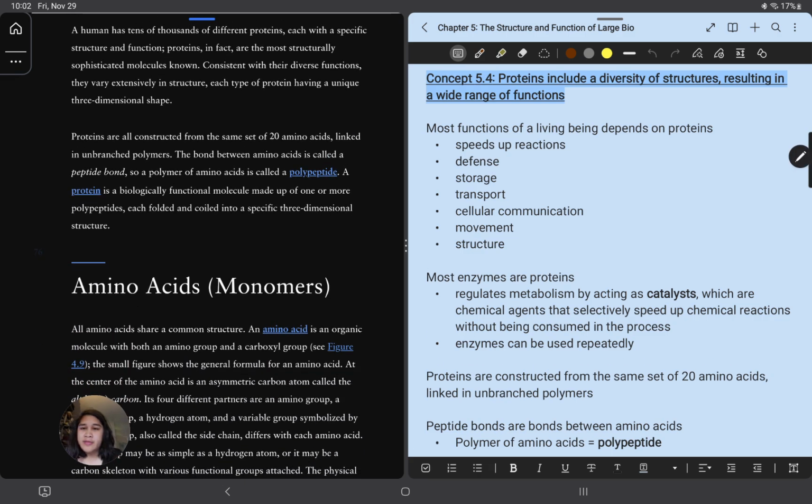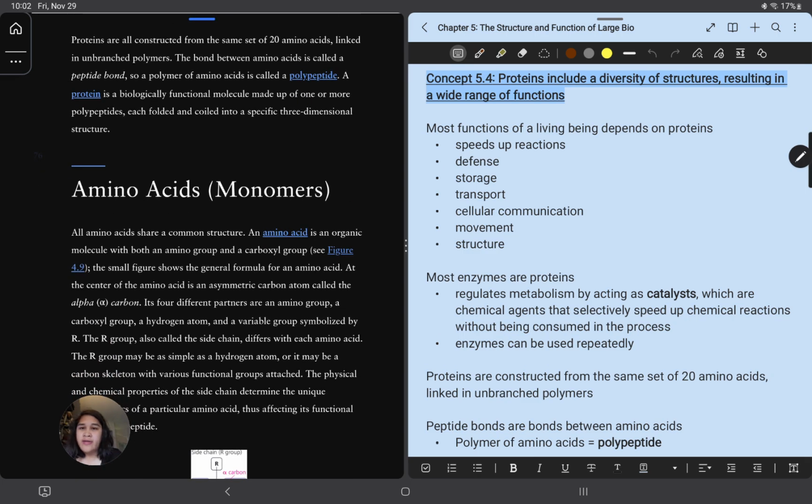A human has tens of thousands of different proteins, each with a specific structure and function. Proteins, in fact, are the most structurally sophisticated molecules known. Consistent with their diverse functions, they vary extensively in structure, each type of protein having a unique three-dimensional shape.